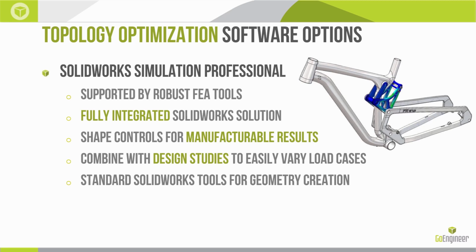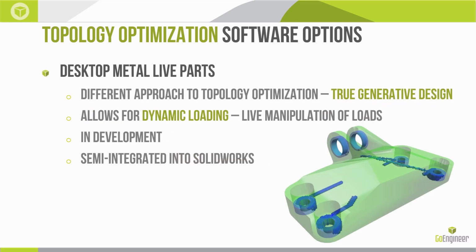Recently, they did add shape controls to allow you to achieve manufacturable results, which in my mind was a deal breaker. Without shape controls, shape optimization is pointless for 99% of people out there. One nice thing that you can do in the topology optimization tool is you can pair it with SOLIDWORKS design studies, and that allows you to very easily set up and assess different loading conditions.